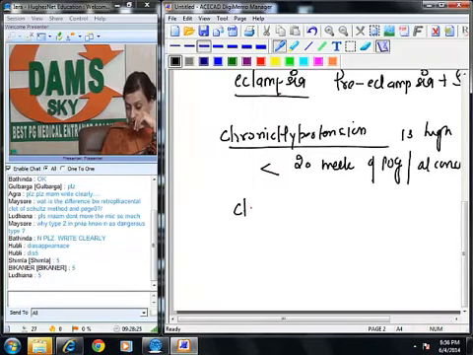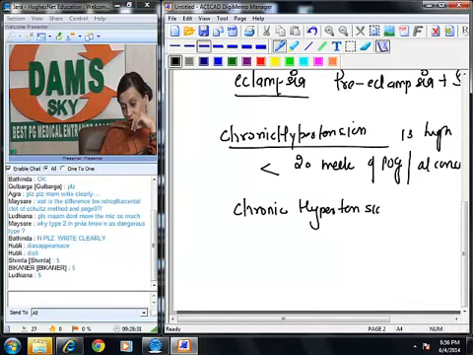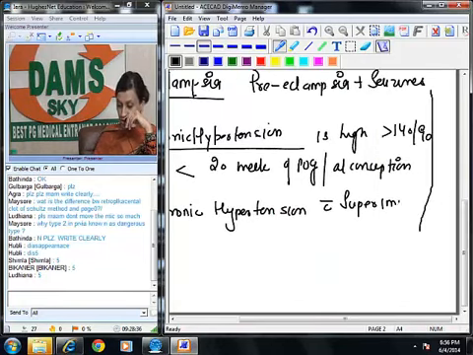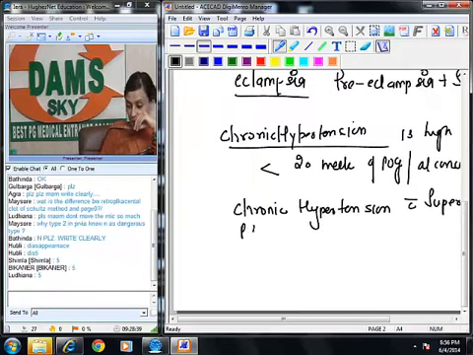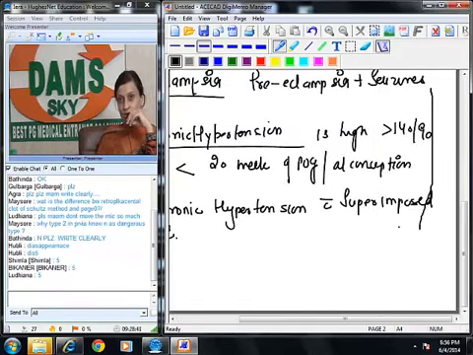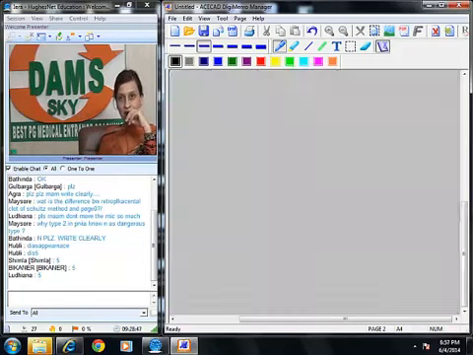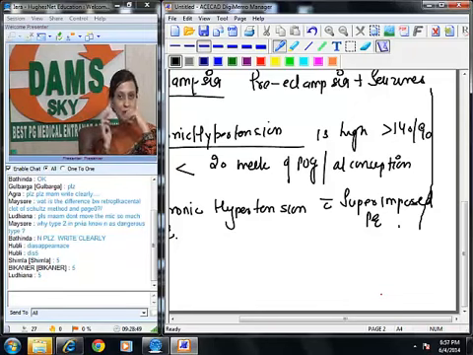Then there is a condition called chronic hypertension with superimposed preeclampsia. Now what are the criteria for saying that a patient of chronic hypertension, now when she has become pregnant, has developed preeclampsia? That preeclampsia is called superimposed because it is coming after or on the basis of chronic hypertension.